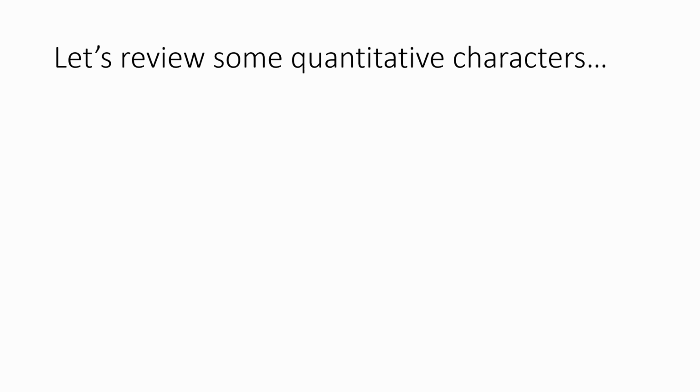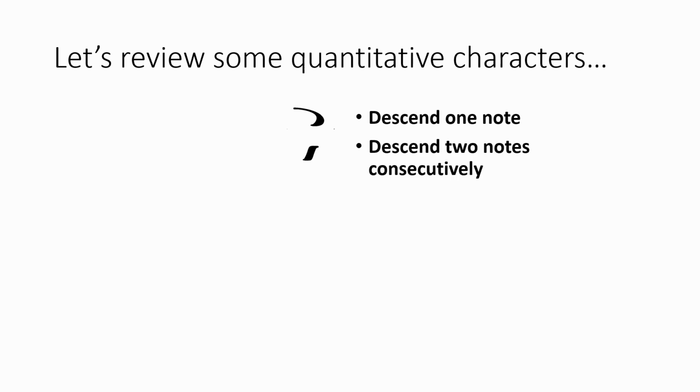How about some characters of descent? What does this apostrophos tell you to do? You will be descending 1 note with respect to the previous note. How about the poroi here? It is a 2-note descent consecutively, so you're hitting each note on the way down.